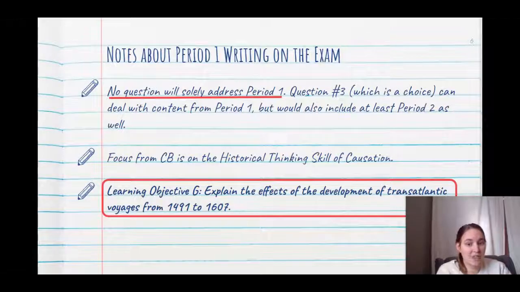So this question that I've created is purely hypothetical, and it's really just for practice. So I looked at what the College Board is focusing on in this unit, and it's really the historical thinking skill of causation. And so here's one of the learning objectives that addresses that. Explain the effects of the development of transatlantic voyages from 1491 to 1607. So, this is what I used as my foundation for creating the prompt.